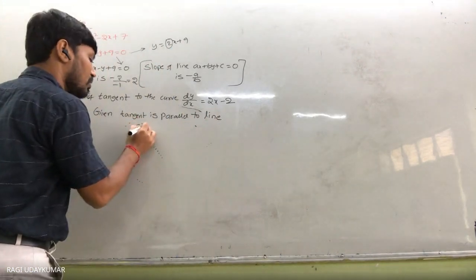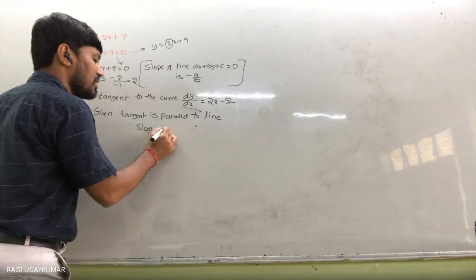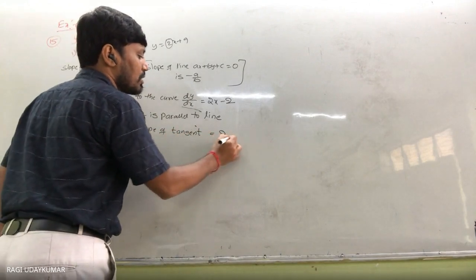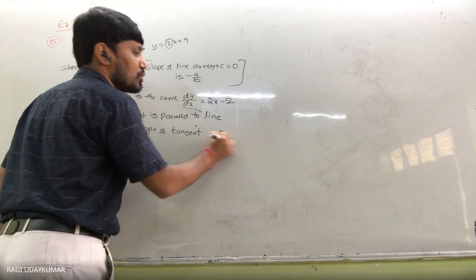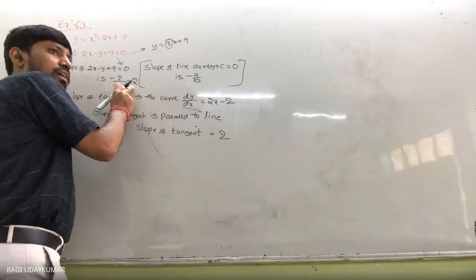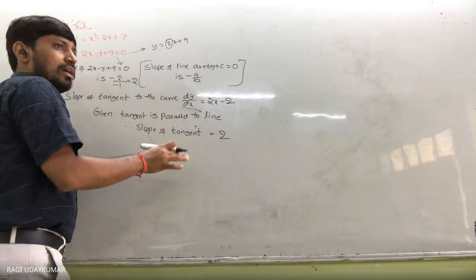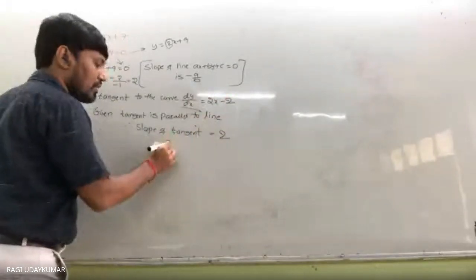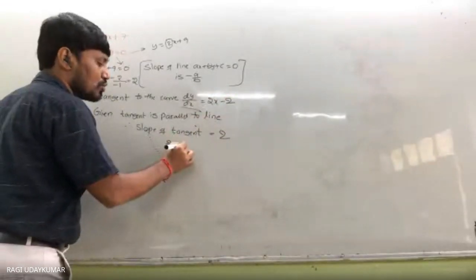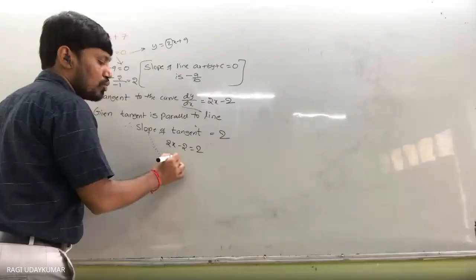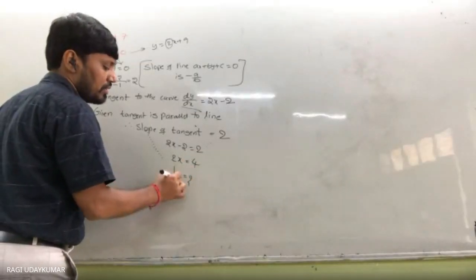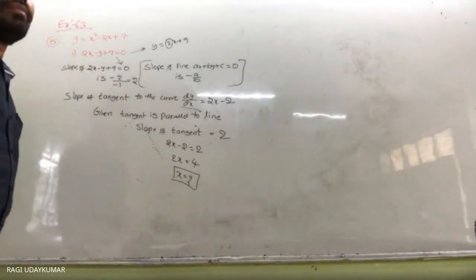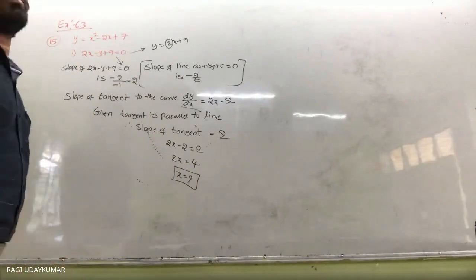Therefore, the slope of the tangent is also equal. The slope of the line is 2, so the slope of the tangent is also 2. So 2x minus 2 is equal to 2, 2x equal to 4, x equal to 2. At the point x equal to 2, we get the slope equal to 2.